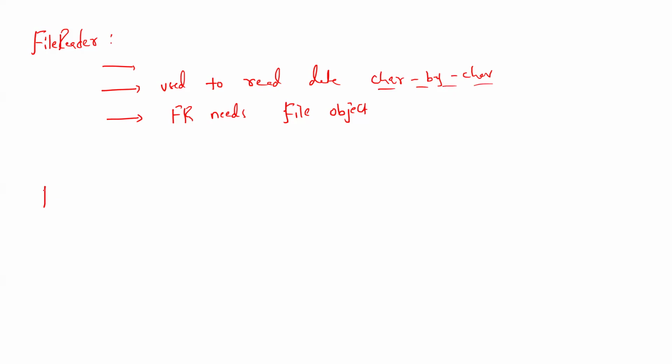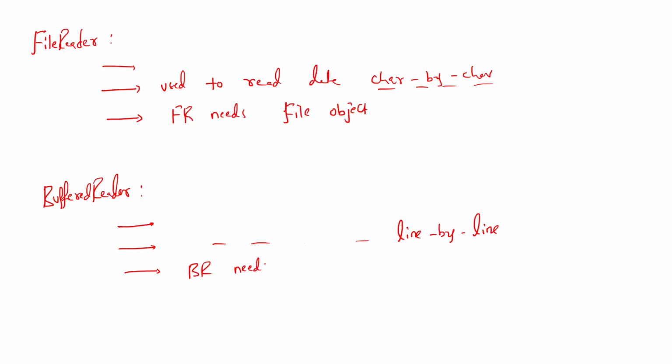That's why buffered reader is there. Buffered reader is the next reader. What is the purpose of it? It is also a predefined class. It is used to read the content in line-by-line format. Can it communicate with a file directly? File reader only can't communicate, buffered reader not at all. Buffered reader needs which object? File reader object.